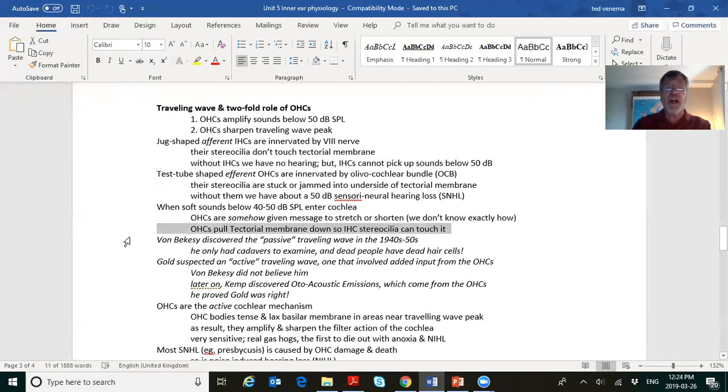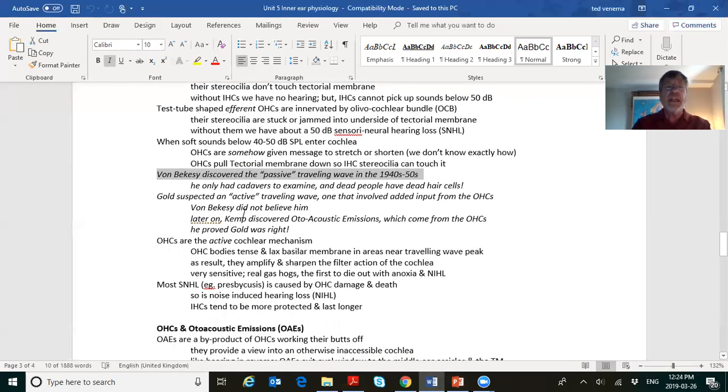Von Bekesy discovered the passive traveling wave back in the 1940s and 50s. He only had cadavers to examine, and dead people have dead hair cells. Gold suspected an active traveling wave, one that involved added input from the outer hair cells. Von Bekesy didn't believe him. Later on, Kemp discovered otoacoustic emissions, which come from the outer hair cells. He proved Gold was right. Outer hair cells are the active cochlear mechanism.